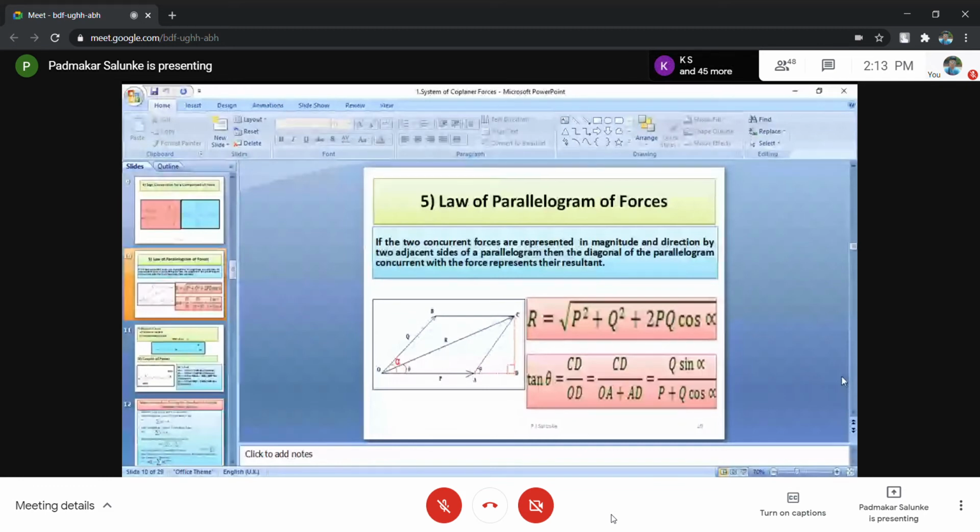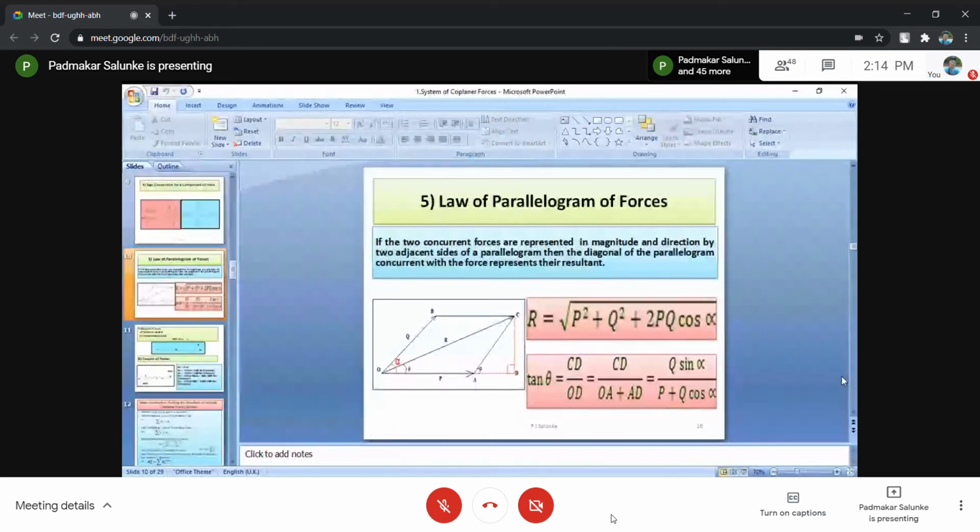OB is parallel to AC, so inclination CAD, that is angle CAD, is nothing but again alpha. From this right angle triangle, cos alpha equals AD divided by AC. AC means Q, so AD equals Q cos alpha. Sin alpha equals CD divided by AC, and hence CD equals Q sin alpha.